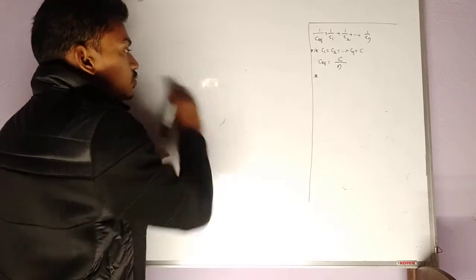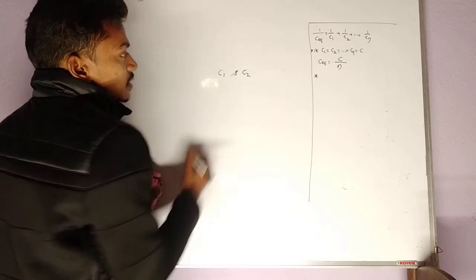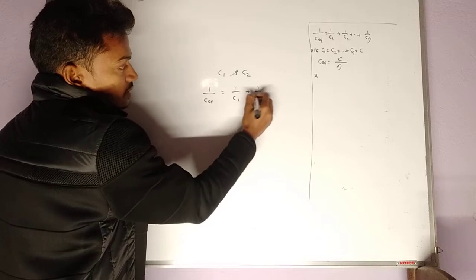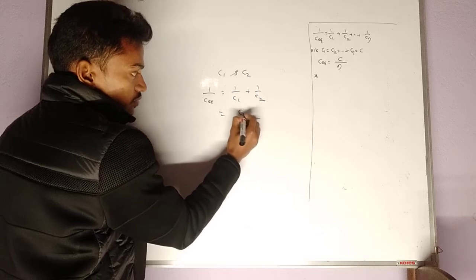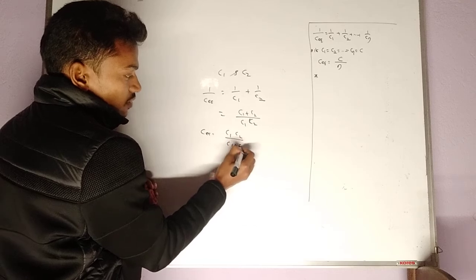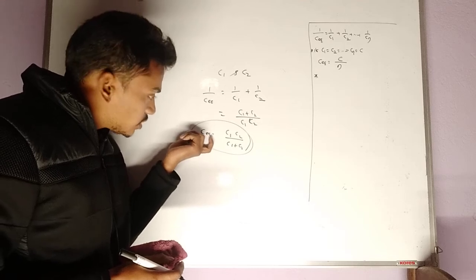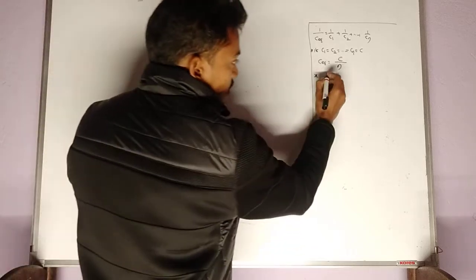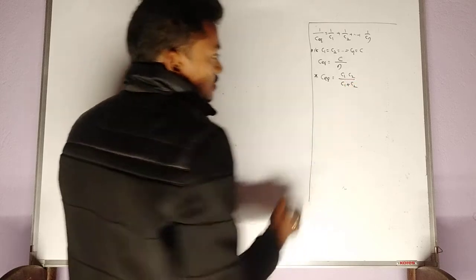Similarly, if only two capacitors C1 and C2 are used, then 1 by C equivalent equals 1 by C1 plus 1 by C2. Taking LCM, we get C1 plus C2 over C1 C2. So C equivalent will be C1 C2 by C1 plus C2. If two capacitors are used in series, then C equivalent is equal to C1 into C2 by C1 plus C2.